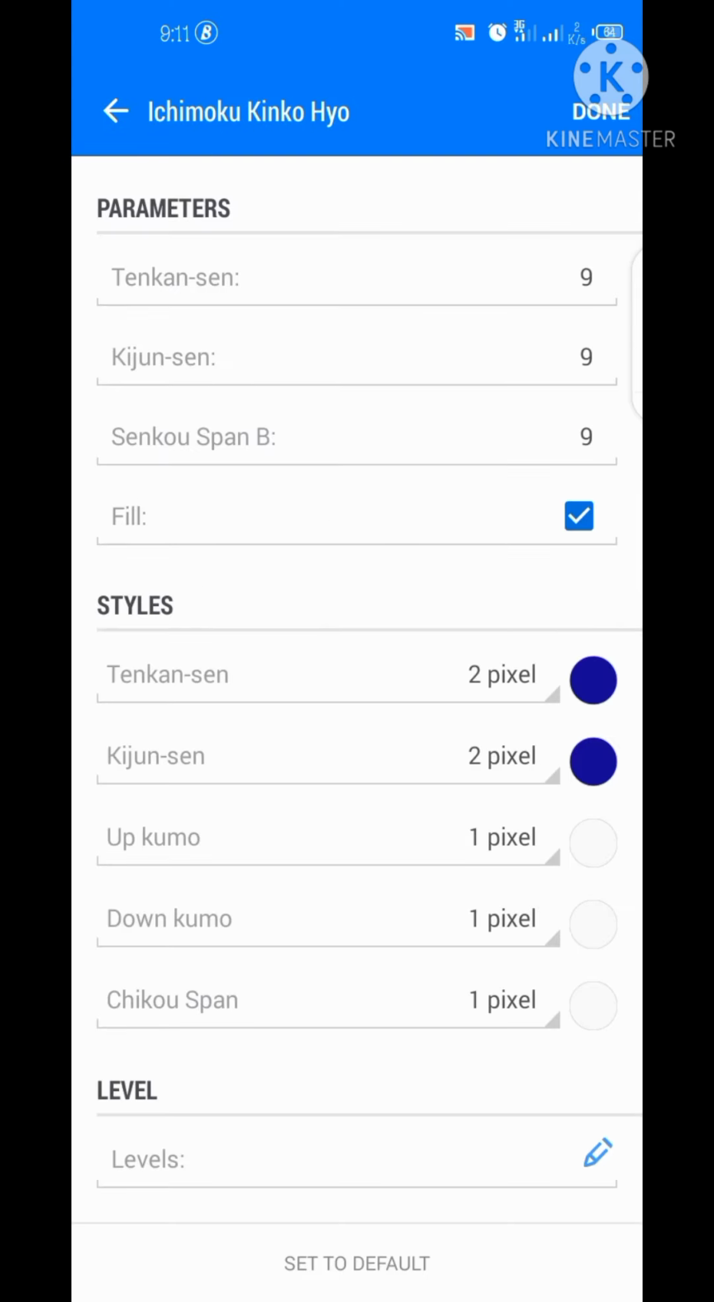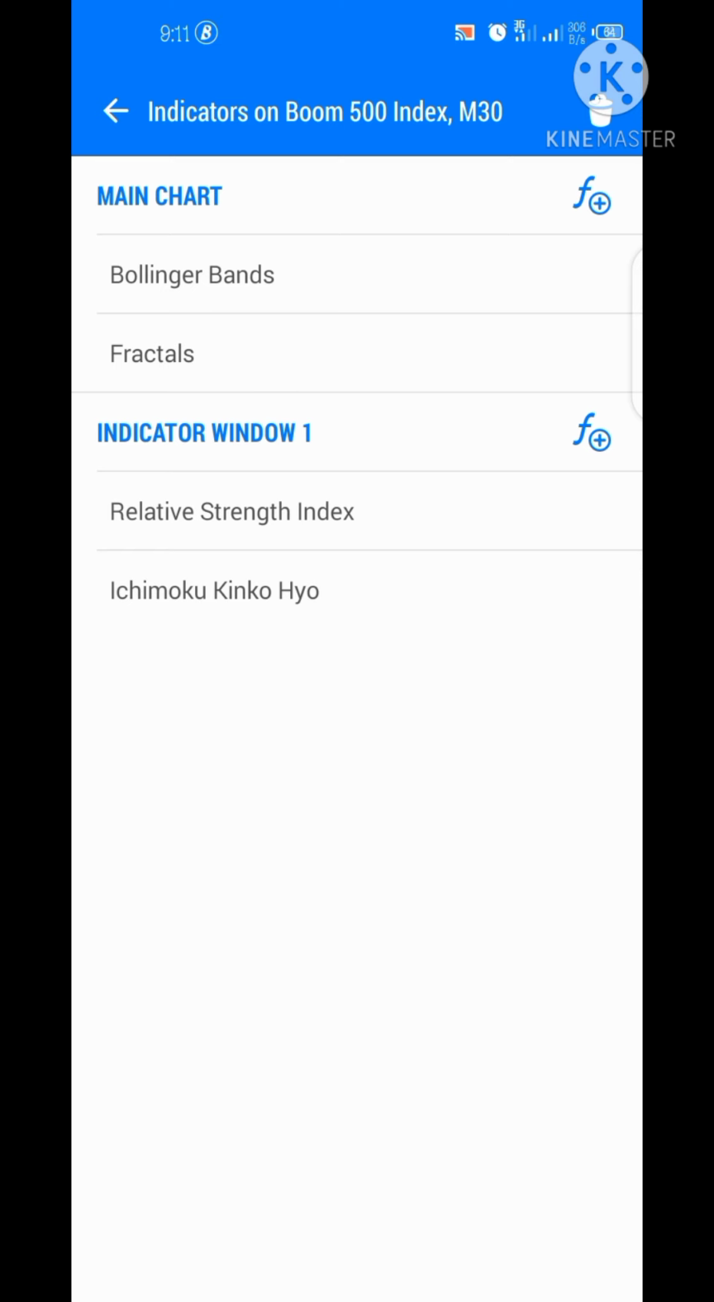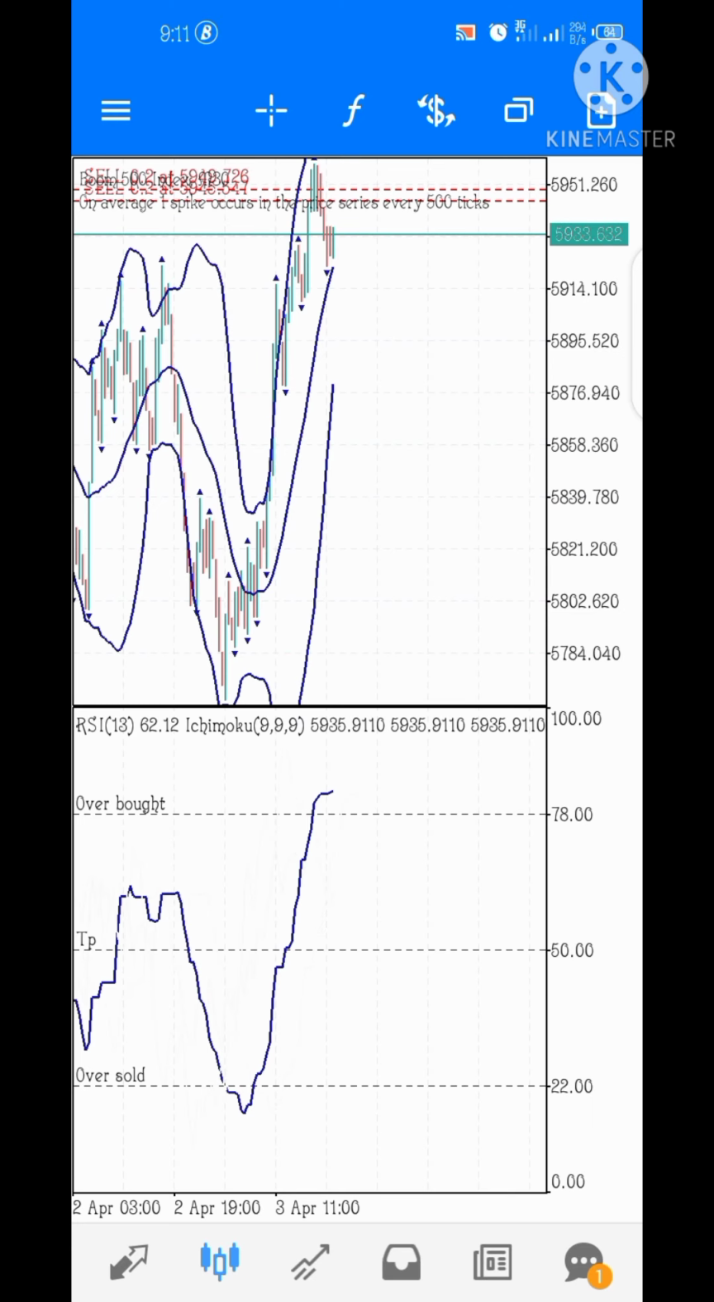Then the Ichimoku, under the parameters, the 3 parameters should be 9. Then you tick the fill. Then under the styles, the 2 styles should be 2 pixel and blue color, and the last 3 styles should be white color and 1 pixel. Then no level, you click done. So it is very simple.